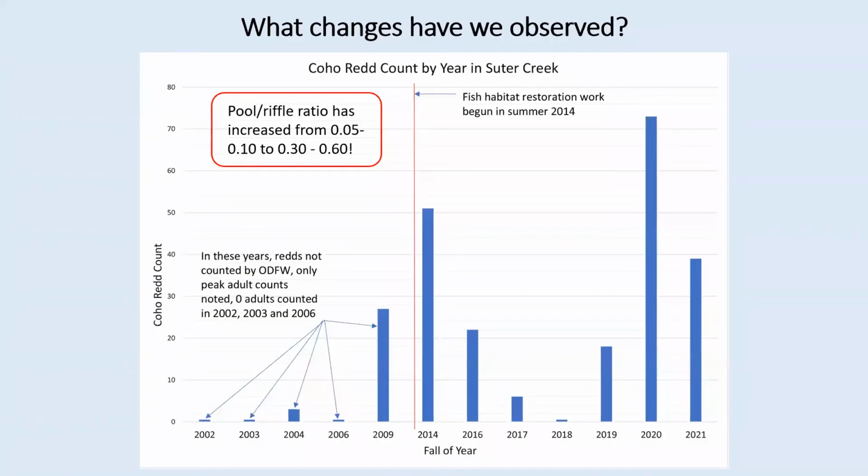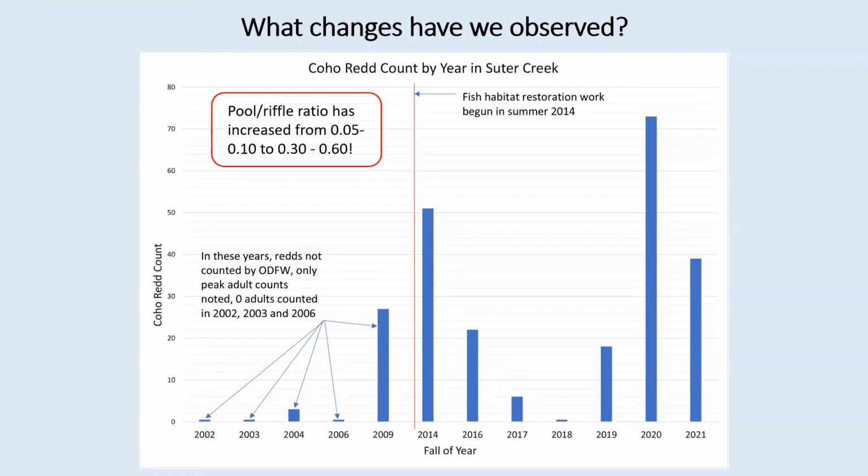So what changes have we observed? This is just a graph. There's no cause and effect here. I don't want to infer anything, but this is just an observation that gives me hope. But again, it's not scientific by any means. If you look at this graph, that vertical red line shows when we began fish habitat restoration work in the summer of 2014.